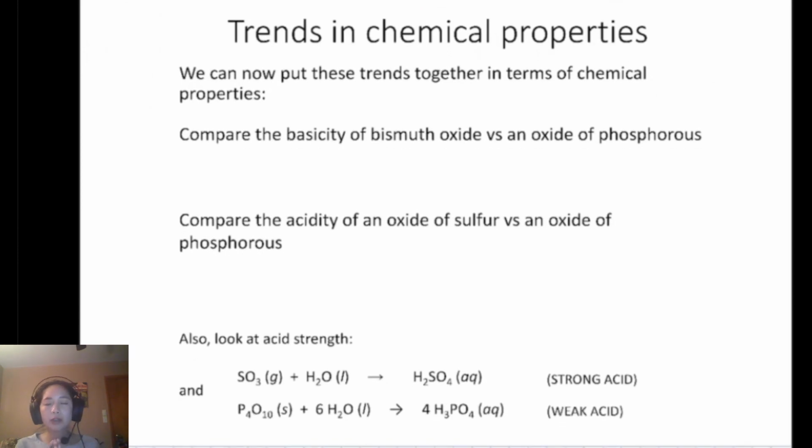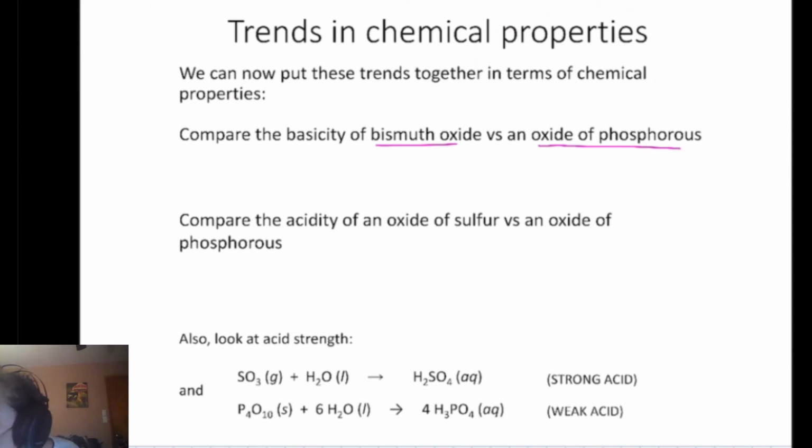So trends and properties when it comes to metalloids. If we put those trends together, remember that metallic character increases going this way, sorry, increases going this way, and then decreases going this way. If we look at some of the trends within the metalloids, if we compare the basicity of bismuth oxide versus an oxide of phosphorus.